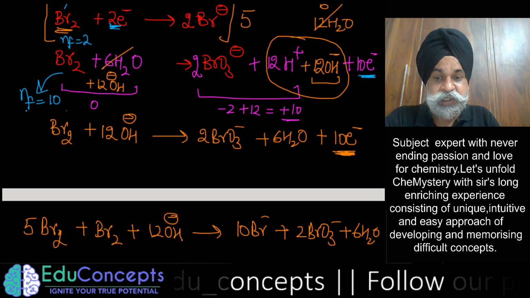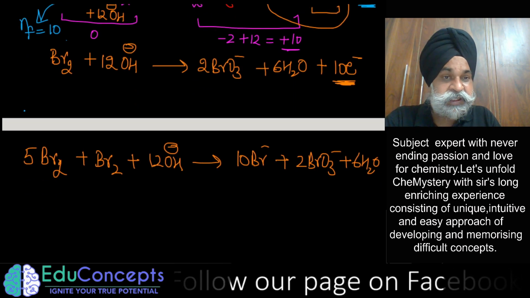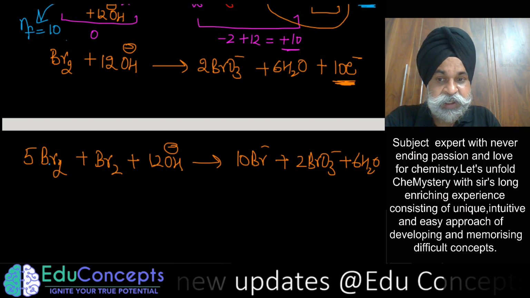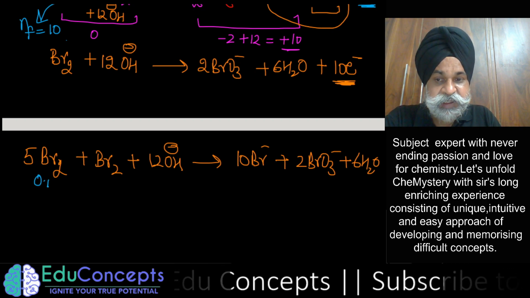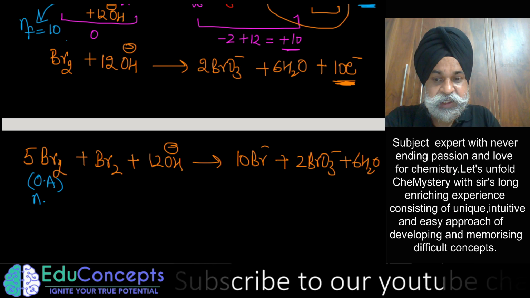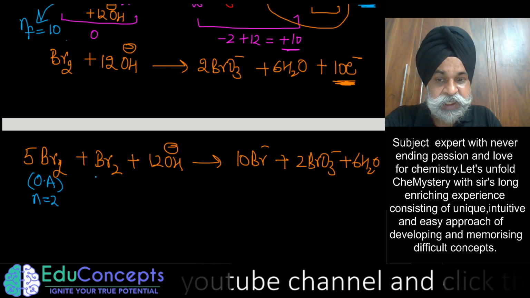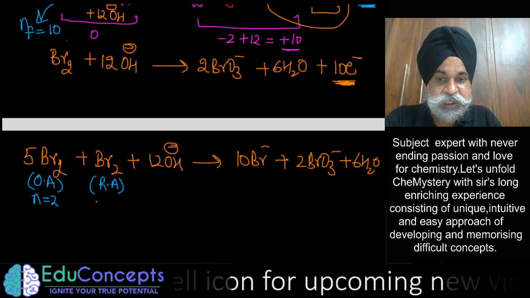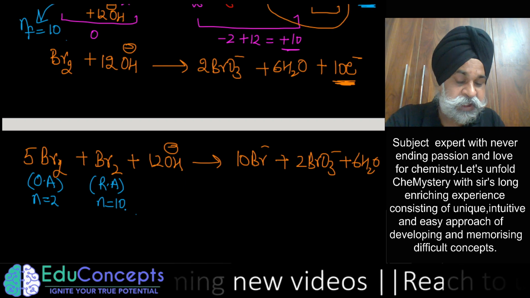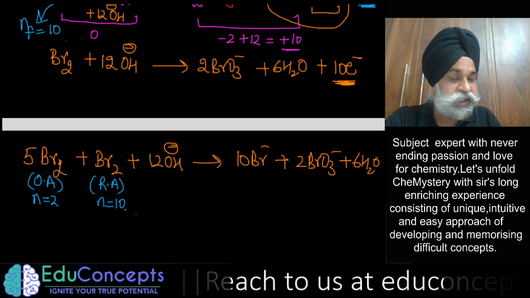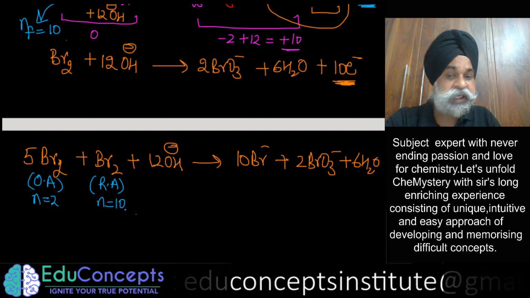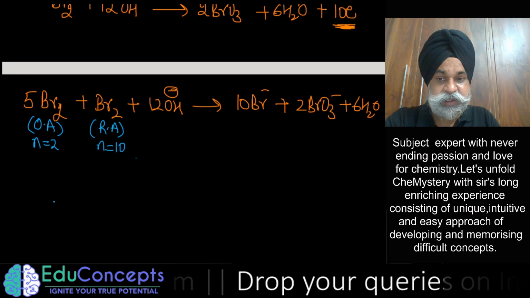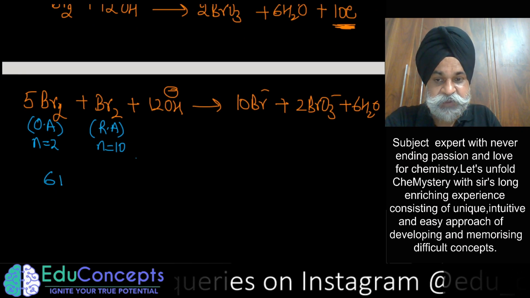Got it? So parallelly, now see here, because the reactant is the same, bromine is the same, 5 moles of bromine are acting as an oxidizing agent, where their n factor is 2, and 1 mole of bromine is acting as a reducing agent, and its n factor is 10. By the way, I am writing it deliberately this way so that you can understand the disproportionation reaction and how to find its n factor. In total, how many bromine do you have? 6 bromine.